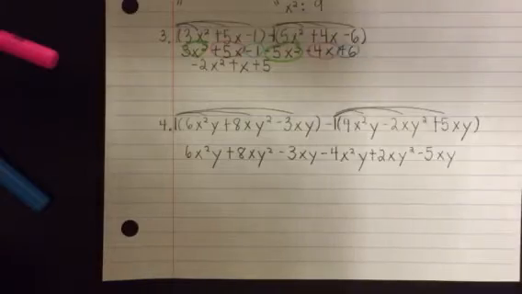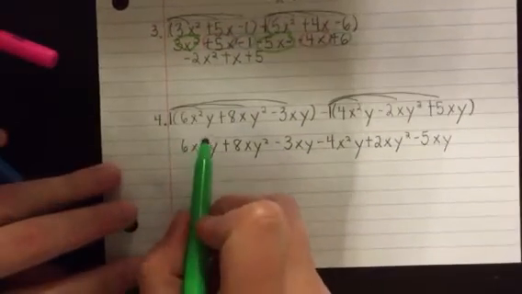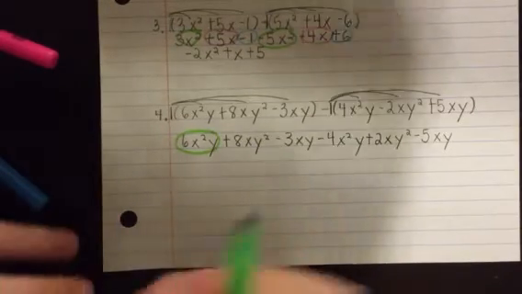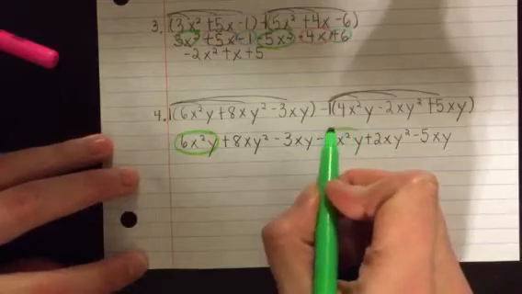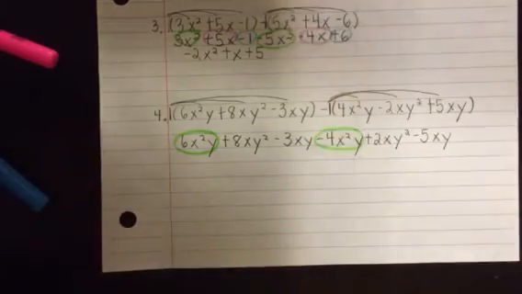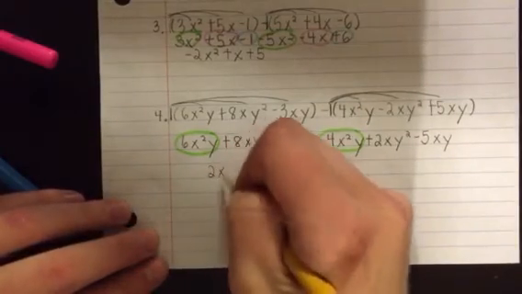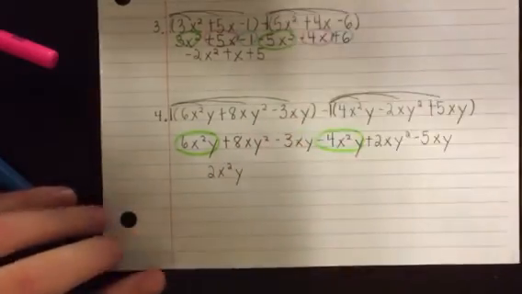So it's a little bit more tricky. You have to be very, very careful. So I've got a 6x squared y. So I need to find another x squared y. And that's going to be this one right here, the negative 4. So 6 minus 4 is 2, so that would be 2x squared y.